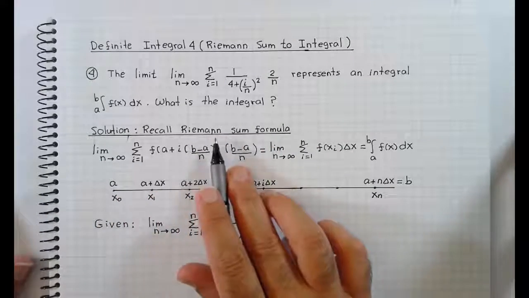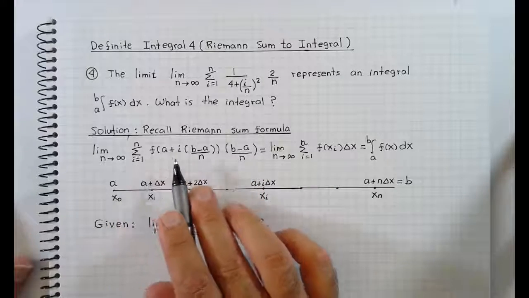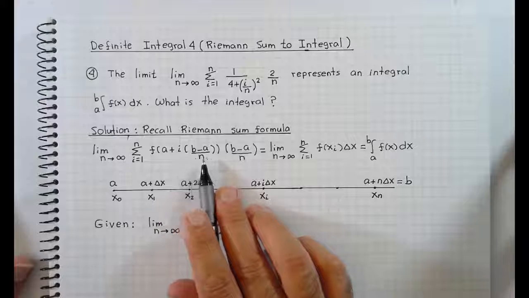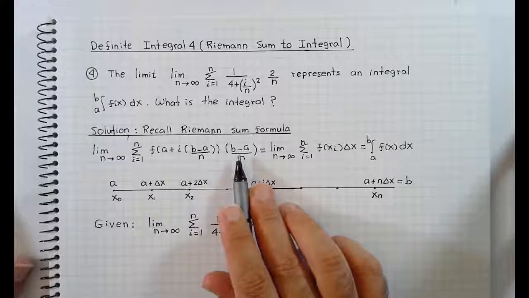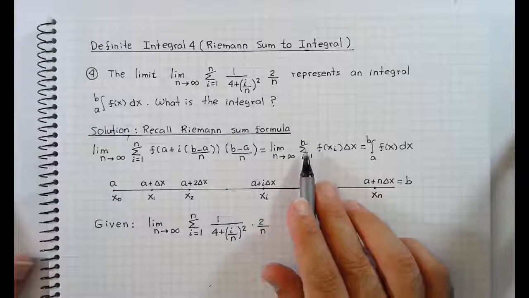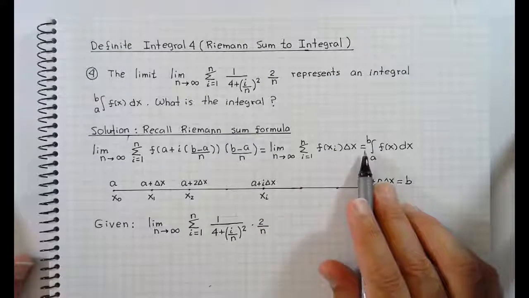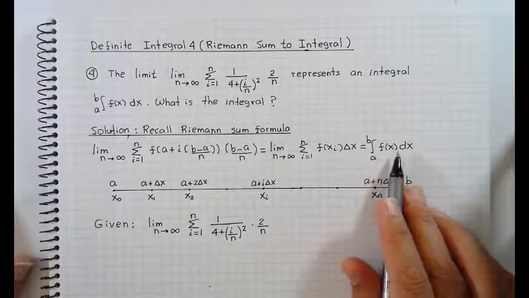So recall the Riemann sum formula: the limit as n goes to infinity of the summation from i = 1 to n of f of (a plus i times (b minus a) over n) times delta x, where delta x is (b minus a) over n, is equal to the limit as n goes to infinity of the summation from i = 1 to n of f of xi delta x. That's equal to the definite integral from a to b of f of x dx.